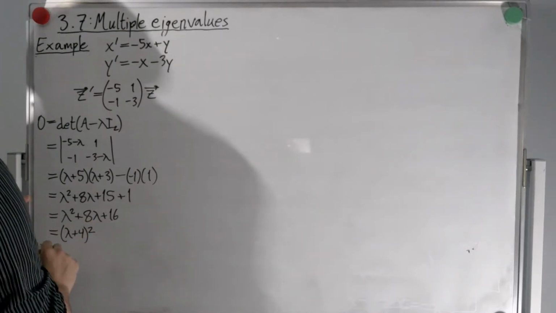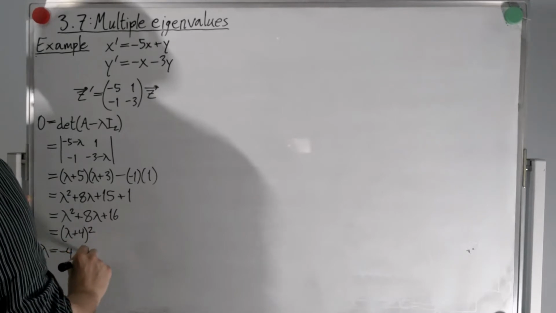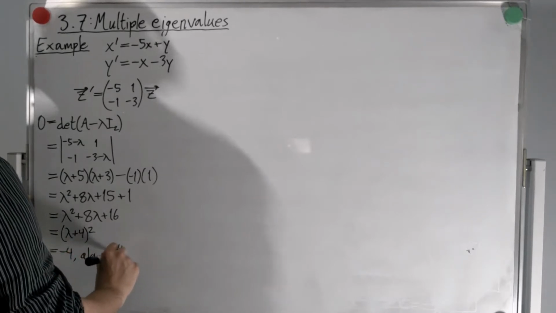So we get the single eigenvalue, negative 4, with an algebraic multiplicity of 2.